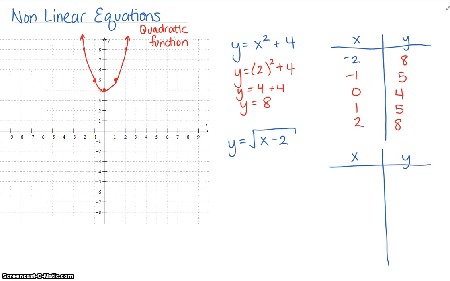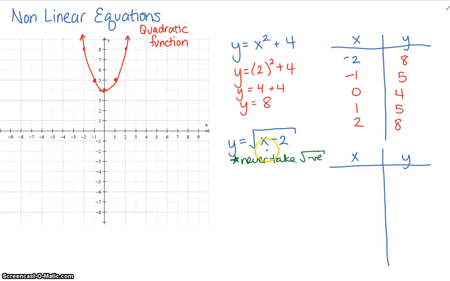For our second example, let's take a look at this. Now there's a couple of things that we need to know, first of all, about square roots. You can never take a square root of a negative number. So what's inside of here as a whole can't be negative. But what I plug in for x could be negative. Depends on the type of question.